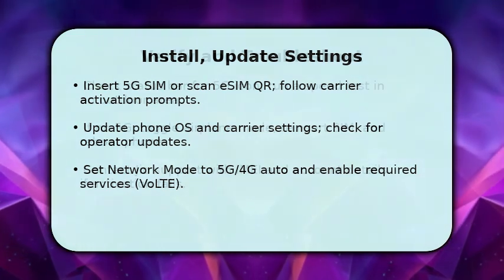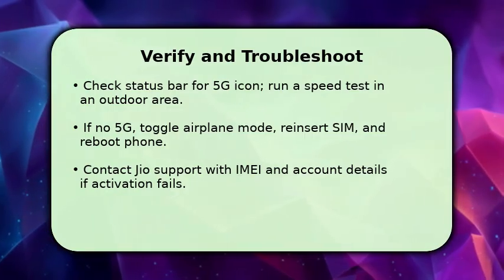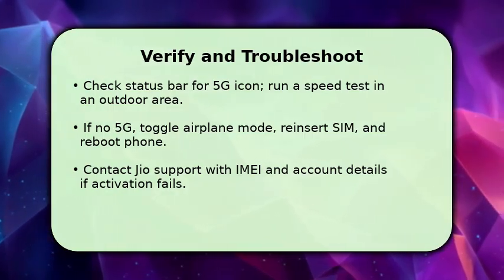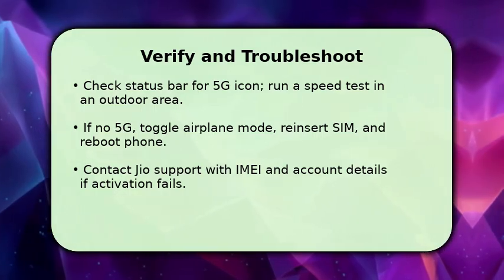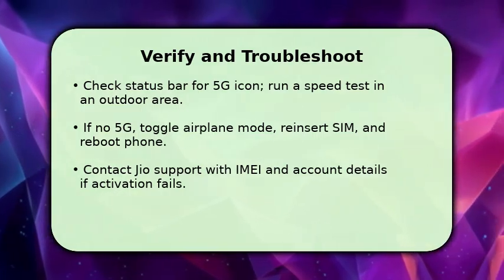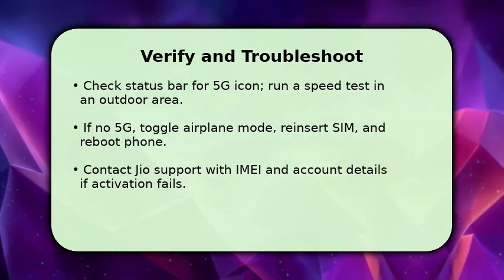You finish by verifying the 5G icon in the status bar and running a quick speed test near a window or outdoors where signal is stronger. If you don't see 5G, toggle airplane mode, reboot, and reinsert the SIM. Make sure network mode stays set to 5G/4G auto.